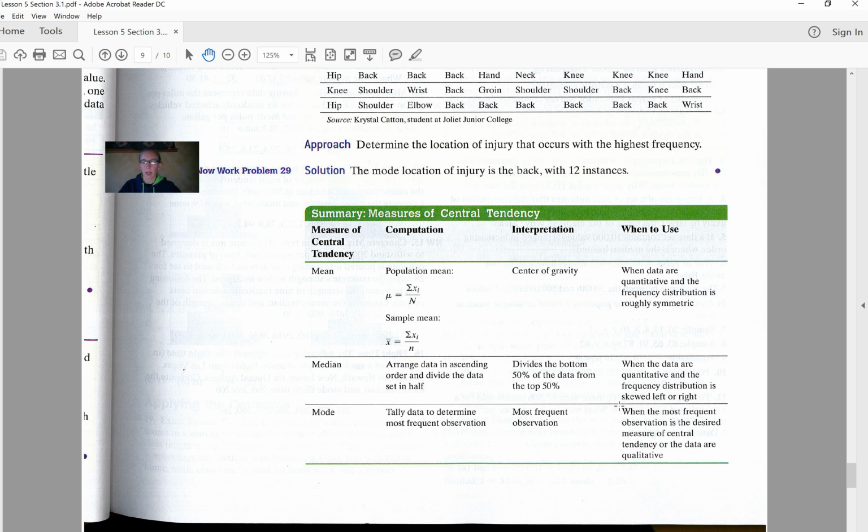We cannot find the mean or median of qualitative data and have it be meaningful. Only the mode can be used for qualitative data.